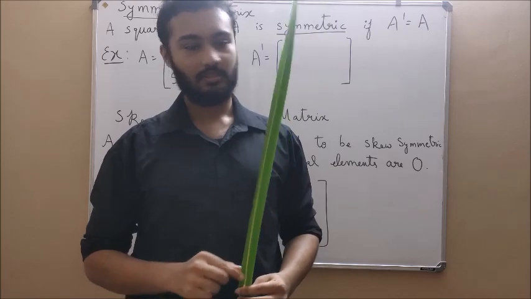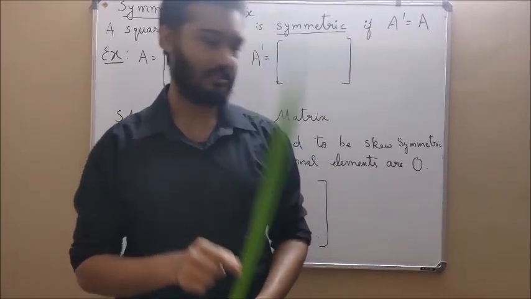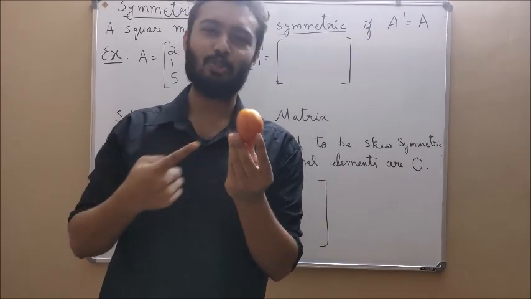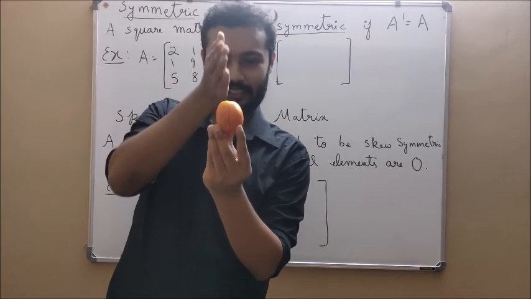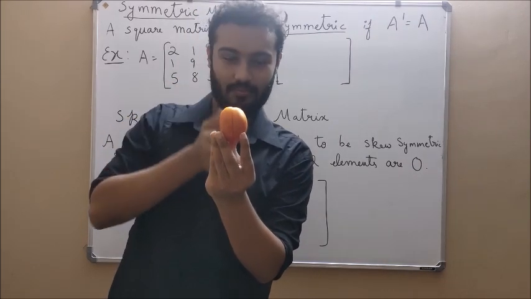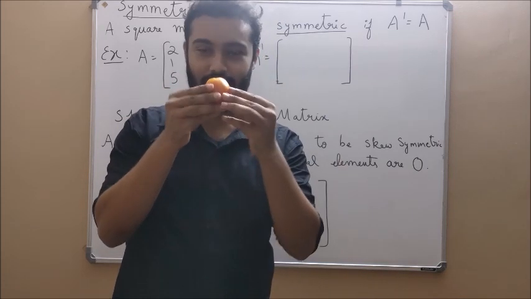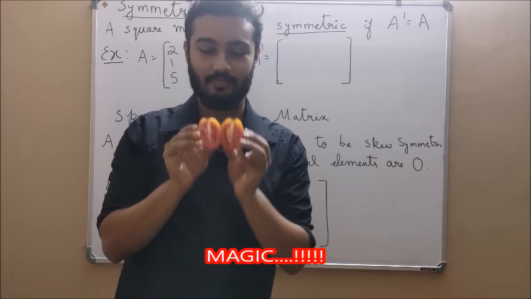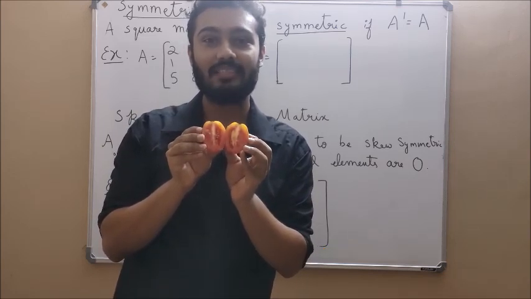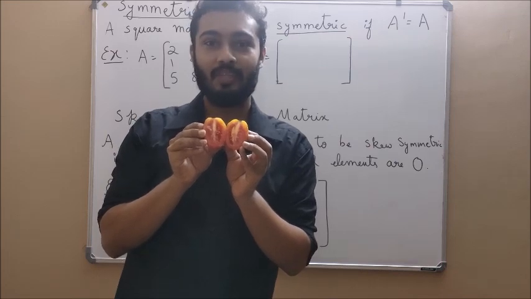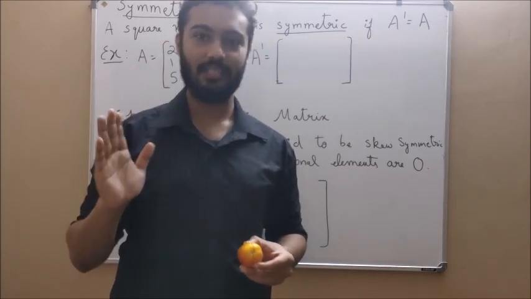Coconut leaf. You draw one middle line, two parts. Next, let me take a tomato. You know what a tomato is. Now I will cut this in a straight line in the middle. Now you can see both parts are equal. Both parts are same. So symmetry means if you draw one straight line in the middle, both sides are equal.